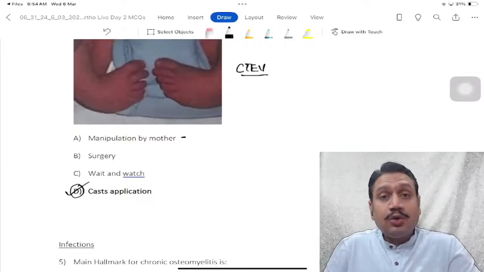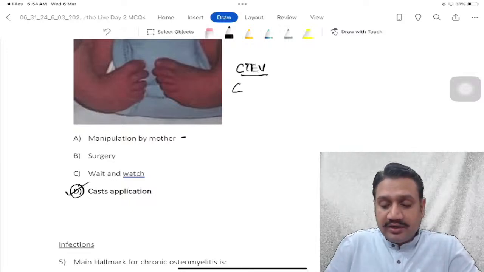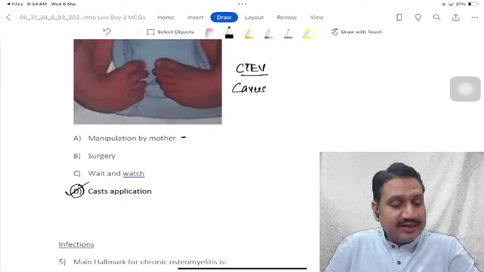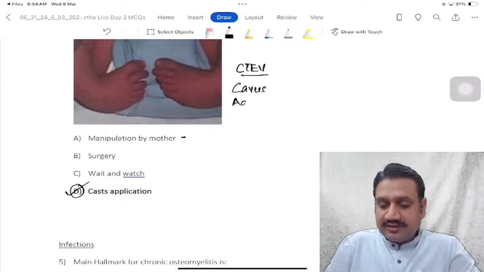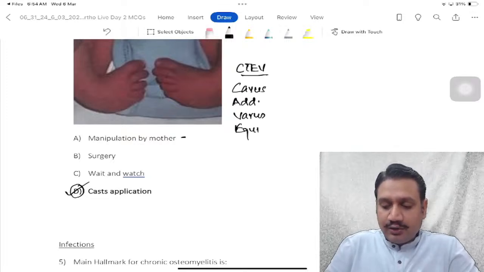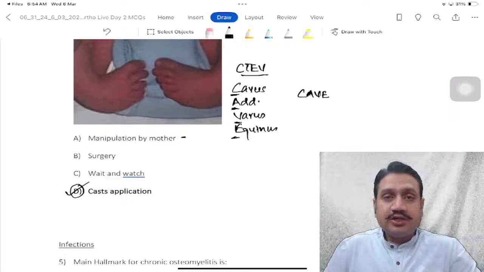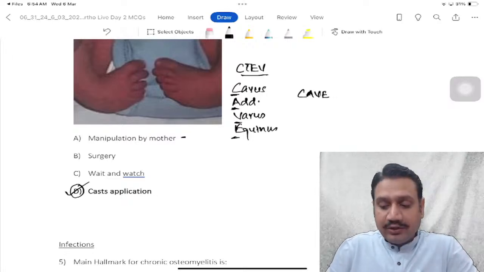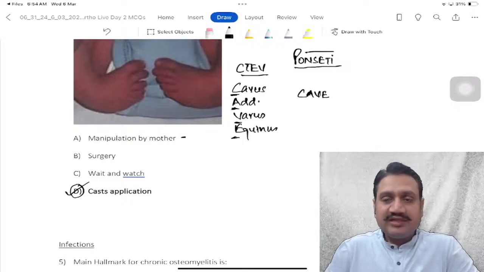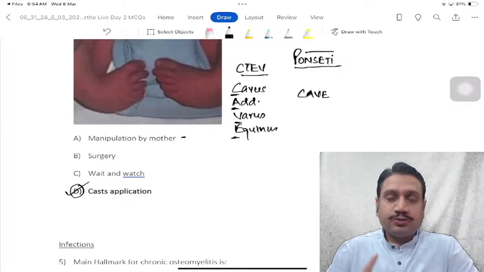And we know what the sequence of correction should be. We learned in our notes that the sequence of correction has to be adduction, the cavus, adduction, varus, and equinus. And in short, how do we learn it? This is CAVE. So CAVE has to be the sequence all the time whenever you are trying to correct the CTEV. What is the technique called? The technique is called the Ponseti technique. So we correct the CTEV foot by the Ponseti technique. Please remember, for CTEV the sequence of correction has to be CAVE.